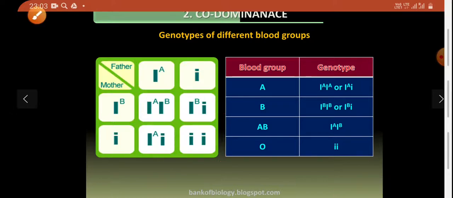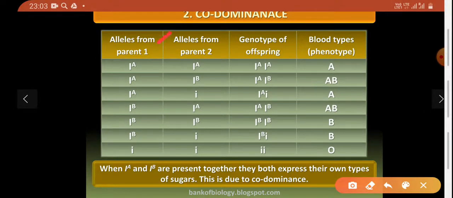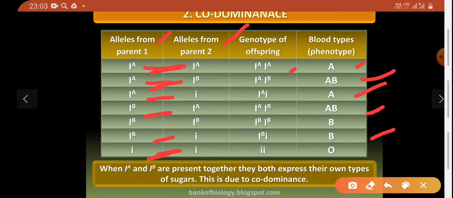This we can understand with another flow chart. Parent 1 and parent 2 means one is father, one is mother. If both of them have IA IA, then the blood group will be A. If both have IA IB, then the blood group will be AB. If one is IA and the other is only i, that is A. IA IB or IB IA, if interchanged, is again AB. IB and i is again B. i i is O. Absence of A and B leads to O only.